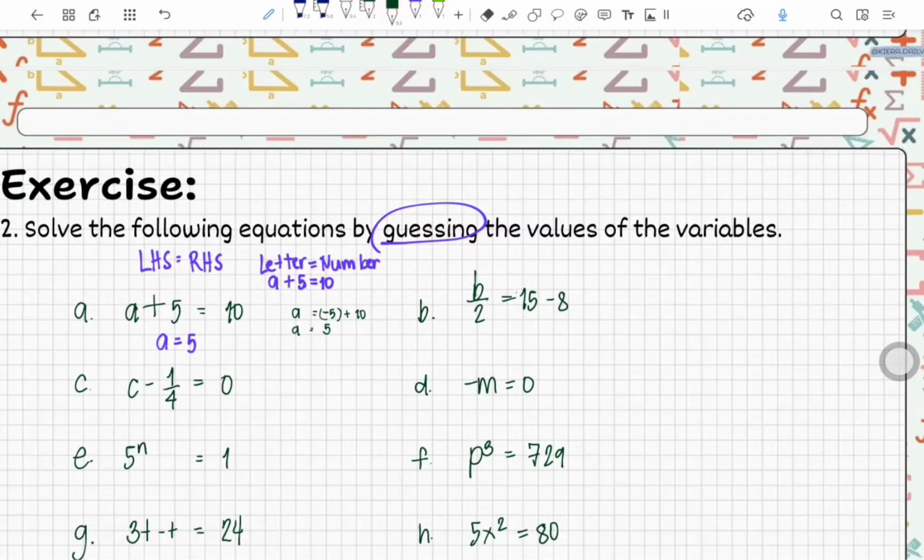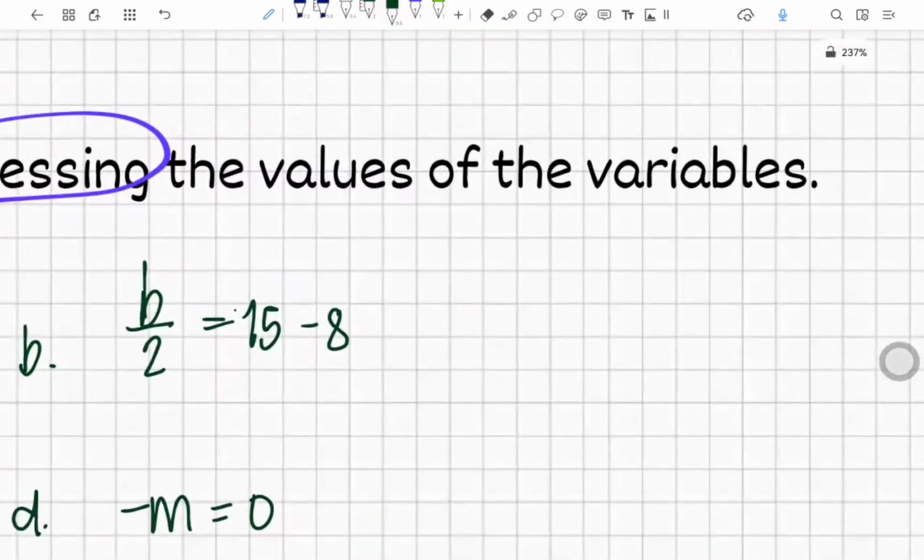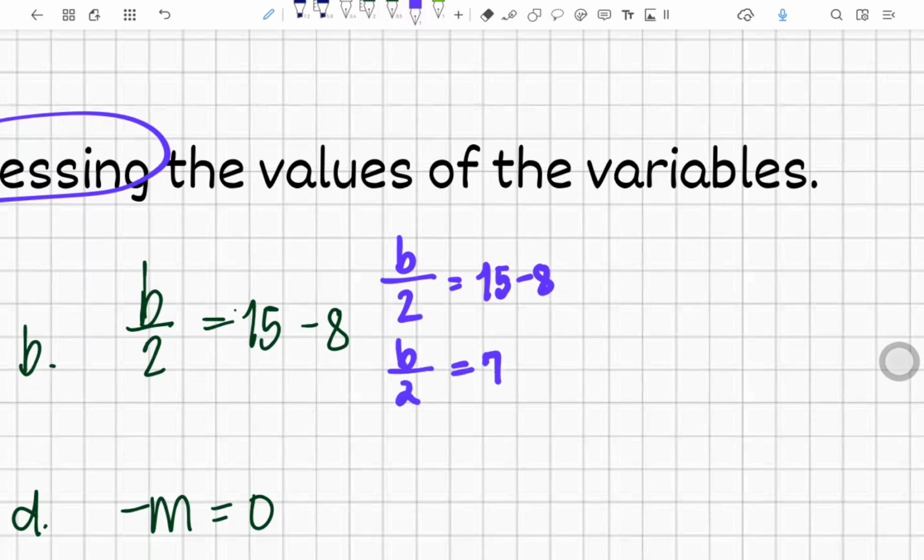Okay, let's answer letter B. For letter B, how do we answer letter B? That is B over 2 is equal to 15 minus 8. What is 15 minus 8? That is 7. So B over 2 is equal to 7.